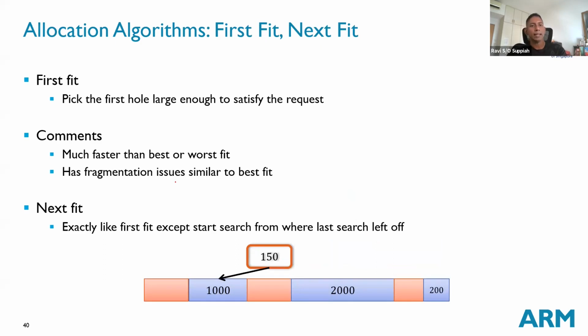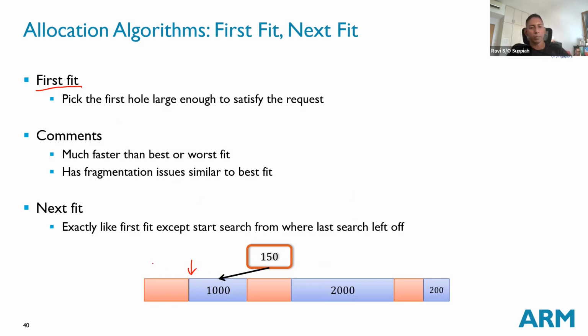The next one is next fit. The next fit and the first fit are two related policies. In the first fit, you start from the beginning of the list, and the moment you come across the first hole that is big enough, you straight away use it.